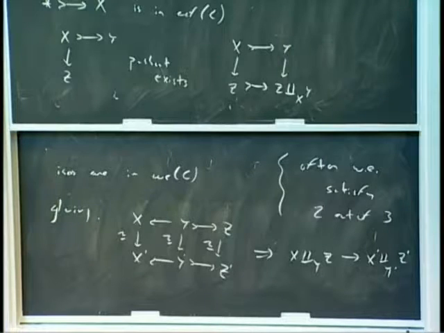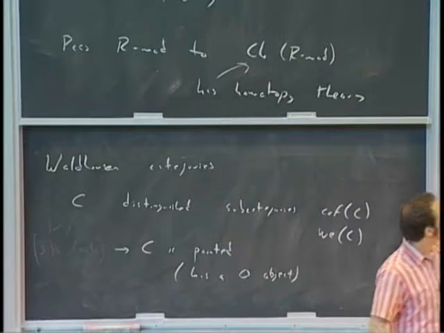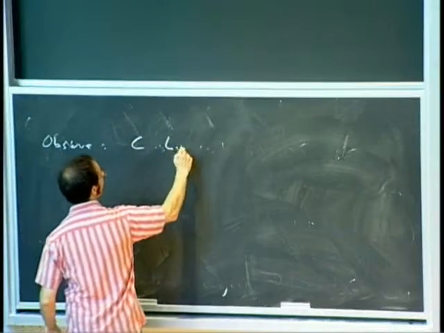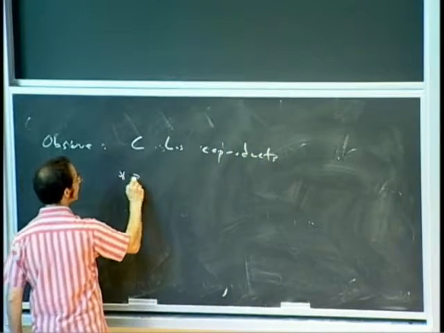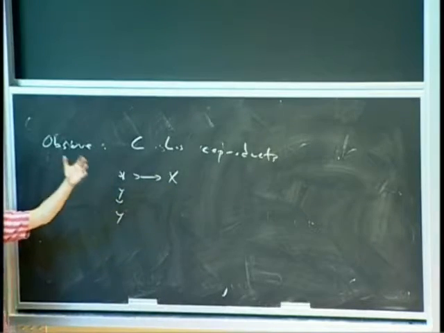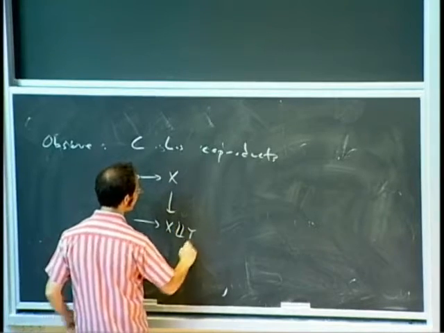So let's make some observations about what this data tells us. First off, one thing this says is that the category C has finite coproducts. So let's observe C has coproducts, because if we take the point that maps into X and into Y, we've required that the pushout exists. And that is the coproduct of X and Y.